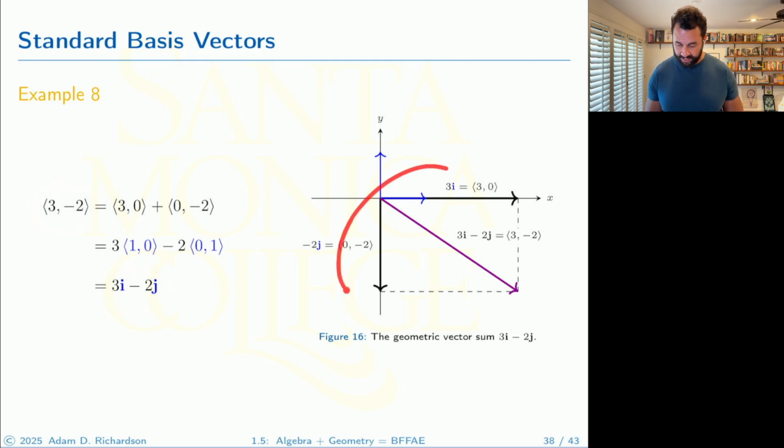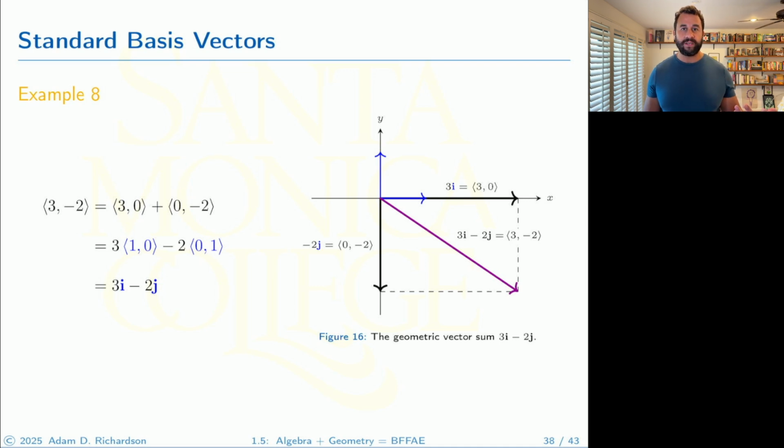Here I've actually got a picture of it drawn right here. So the vector that we were interested in is this purple one. This is the vector 3, -2. Add those two vectors, add this vector and this vector, and you're going to get this vector. There it is, just like that.